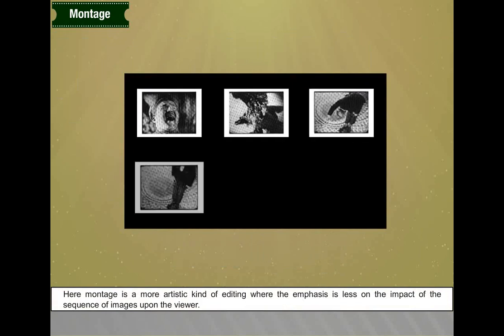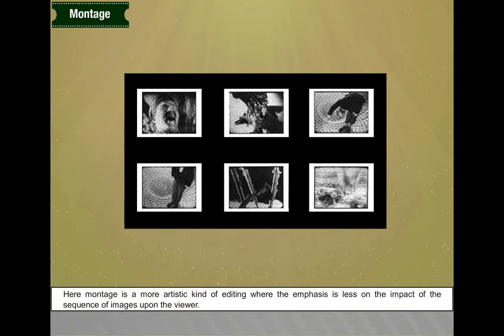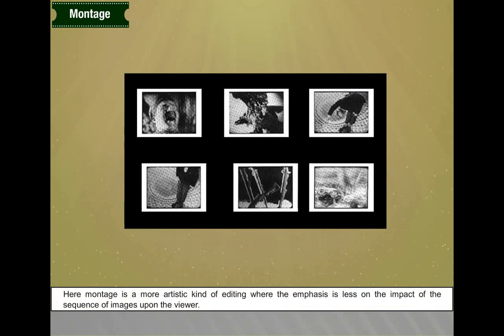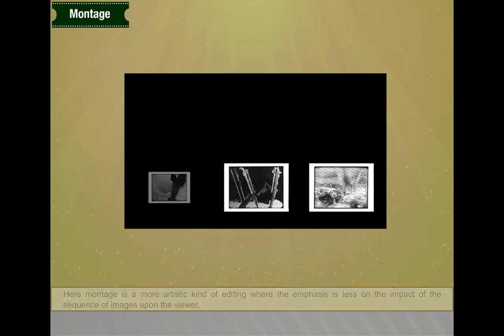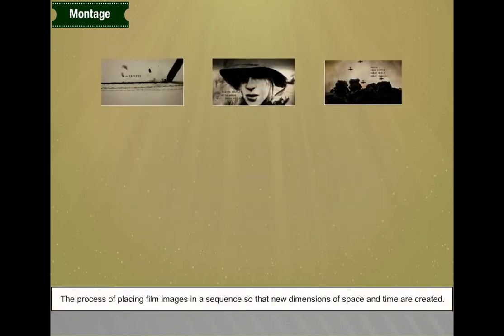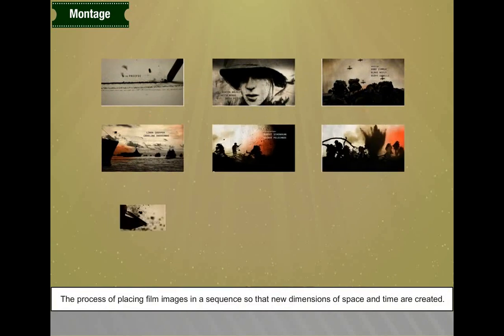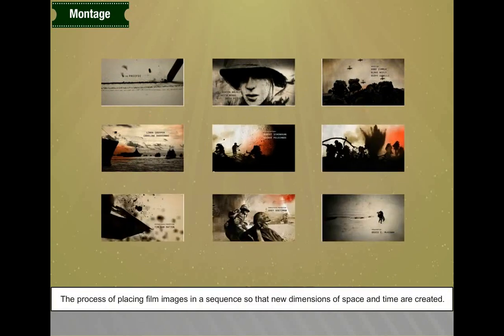Here, montage is a more artistic kind of editing where the emphasis is less on the impact of the sequence of images upon the viewer. It is the process of placing film images in a sequence so that new dimensions of space and time are created.